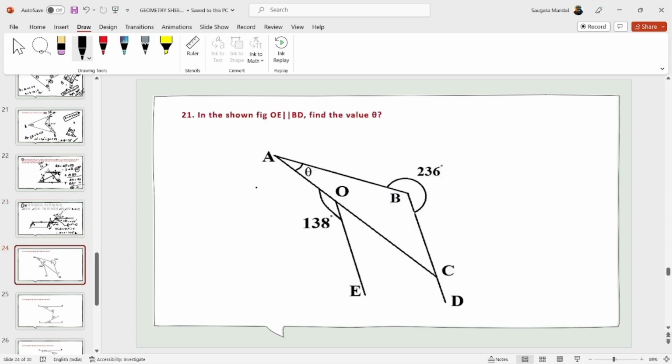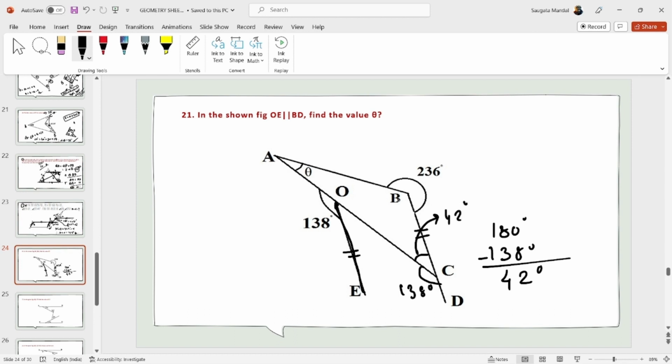In the shown figure, OE is parallel to BD. Find the value of theta. If two lines are parallel to each other and this is a transversal line, so this is a corresponding angle, that is 138 degrees. And what is the value of this? This will be 180 degrees minus 138 degrees, that is 42 degrees.